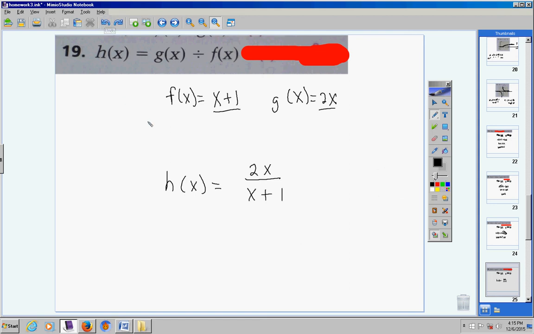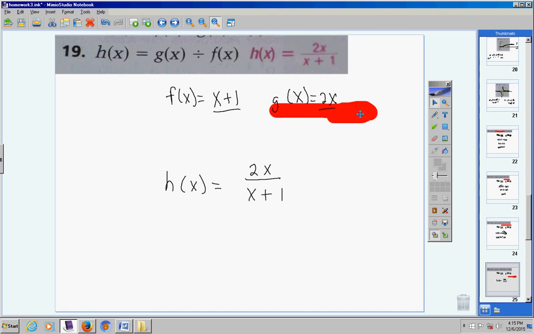Now if you have a 2 here and a 10 here, then you could cross off the 2, make it a 1, cross off the 2, make it a 1, cross off the 10, make it a 5, and reduce everything by 2. That would be totally acceptable. However, we don't have that, so that's as far as you can go right there. 2x over x plus 1.